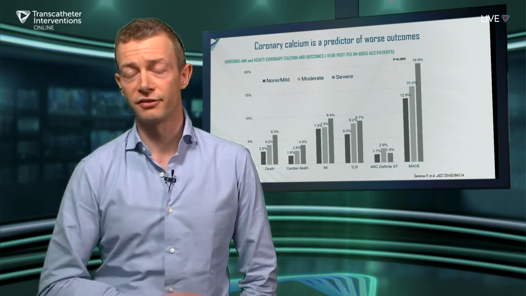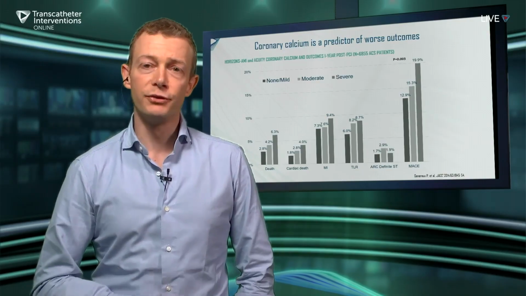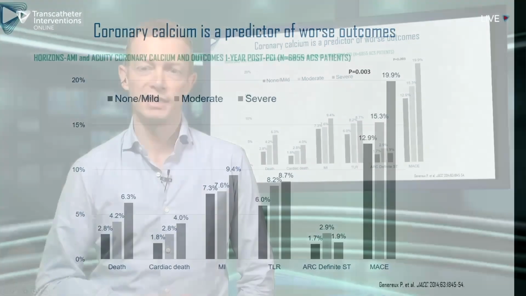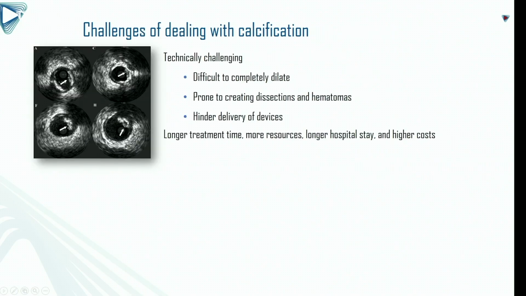As shown in this meta-analysis published by Philippe Généreux a few years ago in JACC, the more severe the angiographically visible calcifications are, the higher the MACE rates are up to 1 year. You see a tripling of mortality, and MACE rates that are virtually double in patients with more severe calcifications at 1 year in patients with ACS.